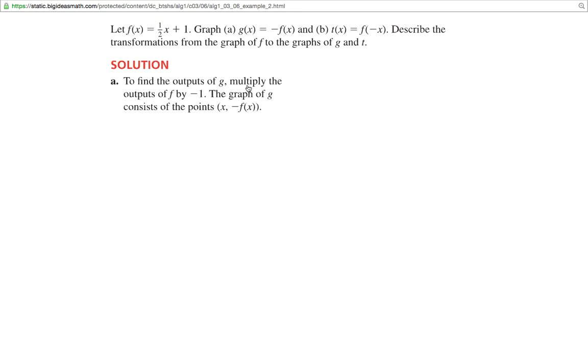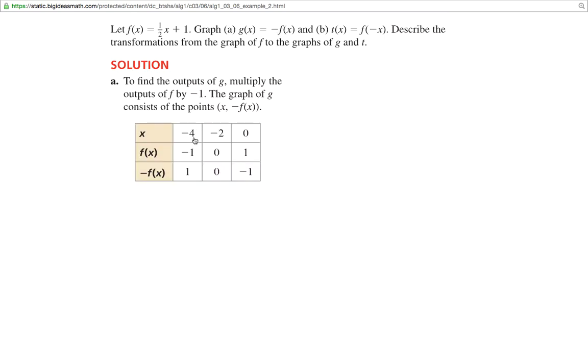Or you can technically multiply all of your outputs. Because f of x is an output. X is your input. F of x is your output. Multiply all your f of x's by a -1, and that'll give you your new one. So in this case here, your inputs are -4, -2, and 0. These are things that you pick.